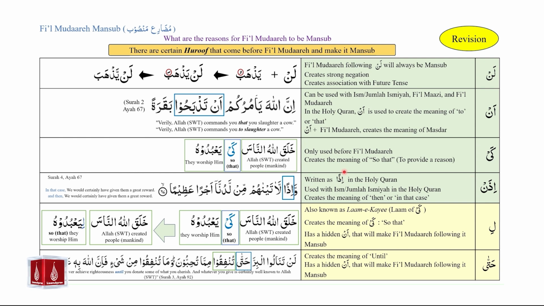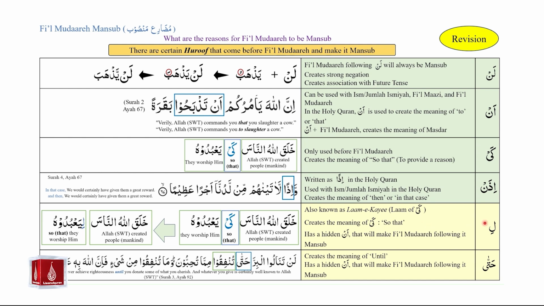Izan is written like this in the Holy Quran. In the Holy Quran, izan is used with ism or with jumla ismiya. Izan creates the meaning of then or in that case. And we studied an example from Surah number 4, ayah number 67. In that case, we would certainly have given them a great reward. Or, and then we would certainly have given them a great reward. And here we see the use of izan.